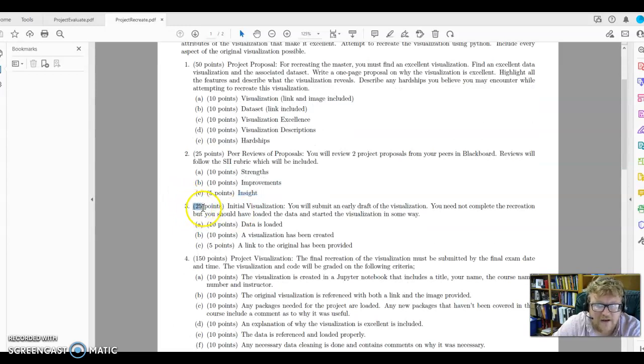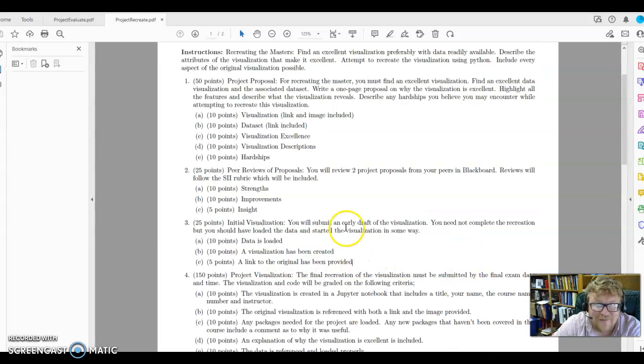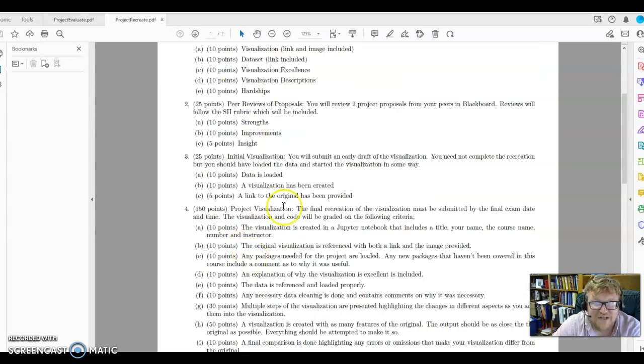Then I also have an initial visualization. I want an early draft. I want to see that you've loaded the data, that you made at least a visualization, and that you've got a link to the original. What I would suggest, ladies and gentlemen, is that you do the project proposal in a Jupyter notebook, and then the initial visualization will come really fast after that. Then you've already got a big chunk of the project done.